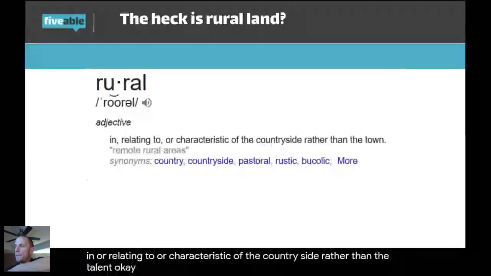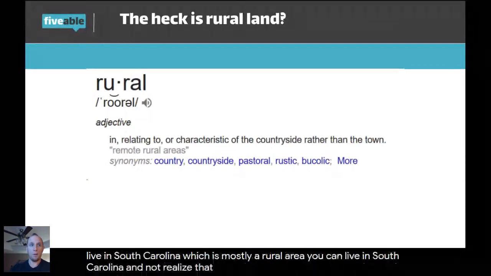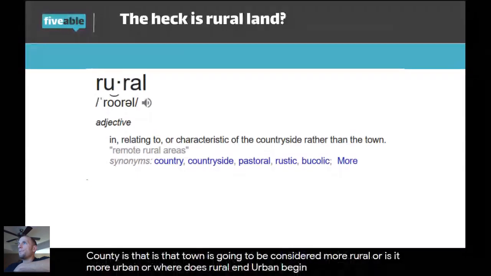Okay. So then you get thinking, if you're like me and you live in South Carolina, which is mostly a rural area, you can live in South Carolina and not realize that if you stay on the interstates. But you might say, well, is the town of Wagner, a small little town in Aiken County, going to be considered more rural, or is it more urban, or where does rural end and urban begin? It might get a little tricky.